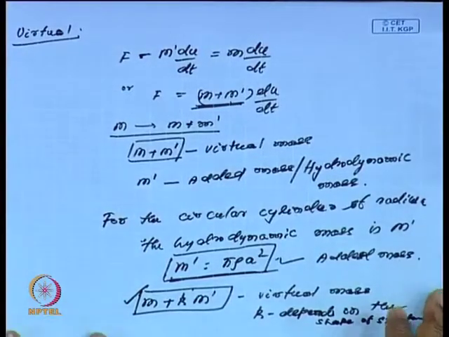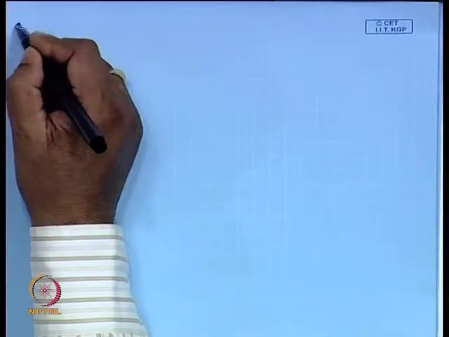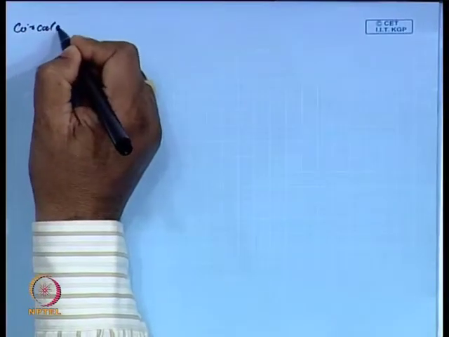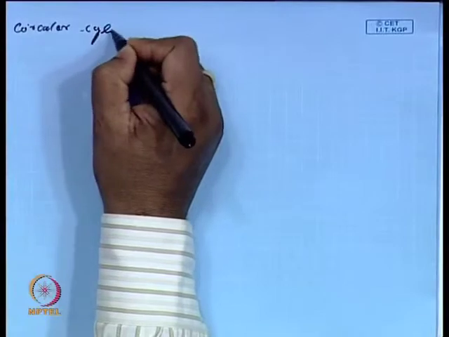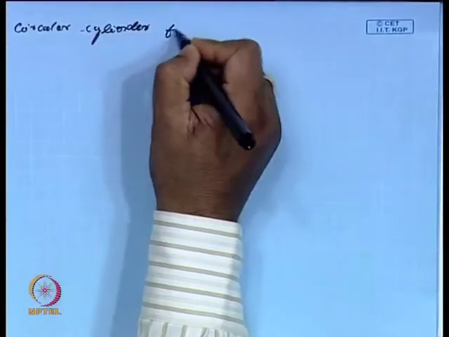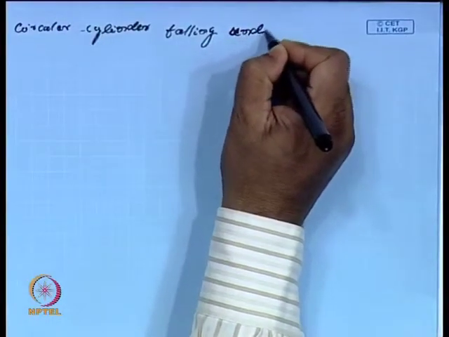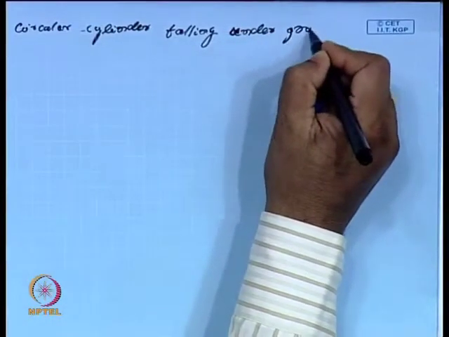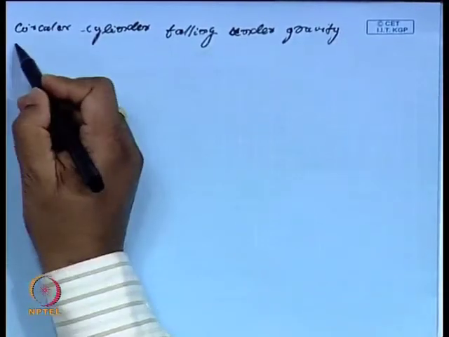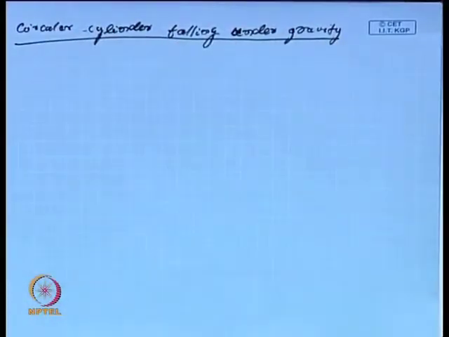Now, with this understanding, I will calculate what happens when a cylinder is falling under gravity, where the fluid is like air. From this general form of the equation, we can easily find out.